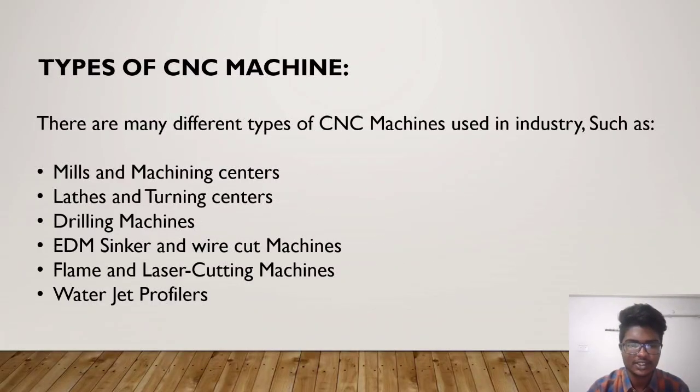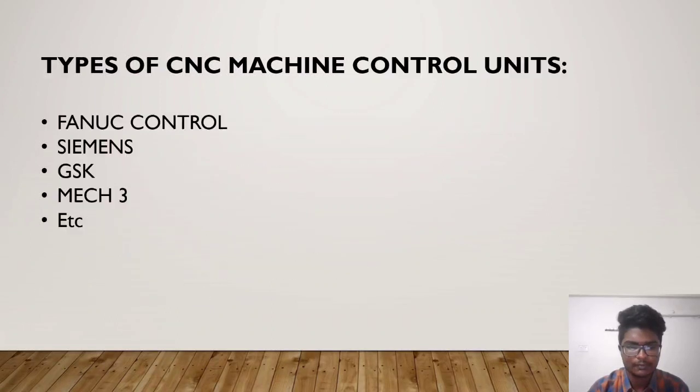So what are the types of CNC machine? There are many different types of CNC machine used in industry: mills and machining centers, lathes and turning centers, drilling machines, die sinker and wire cut machines, flame and laser cutting machines, water jet profilers, etc., based on the machining we need.